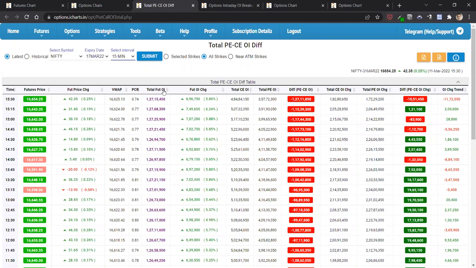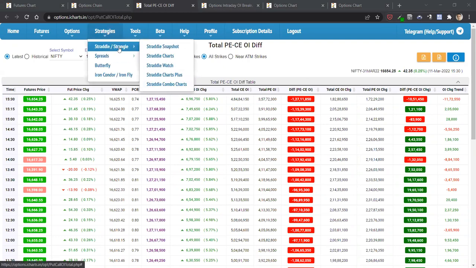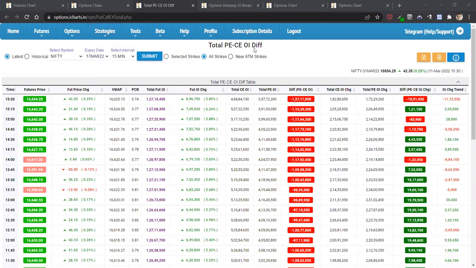Regarding this straddle chart, can we add that particular strike PCR chart into that? Does it give any sense in terms of interpreting the long straddle or a short straddle?